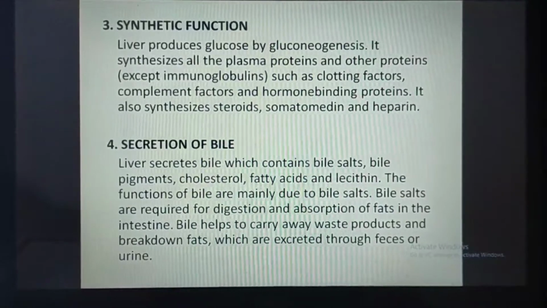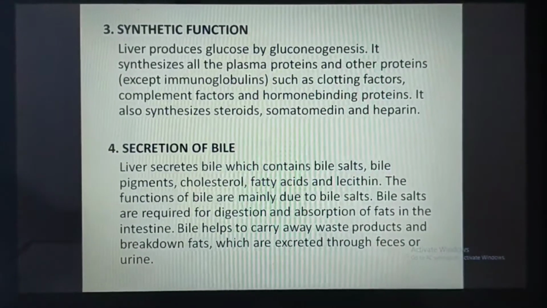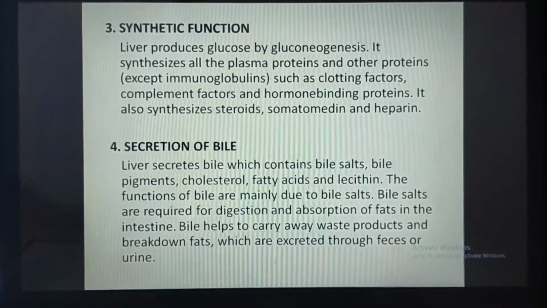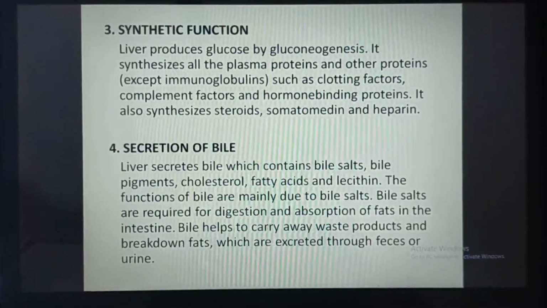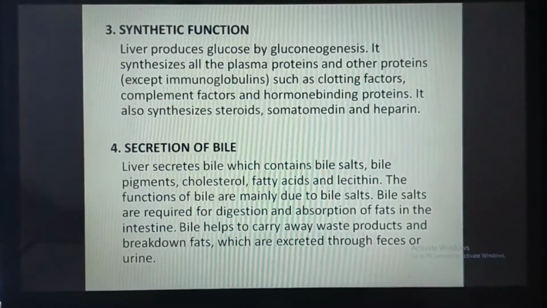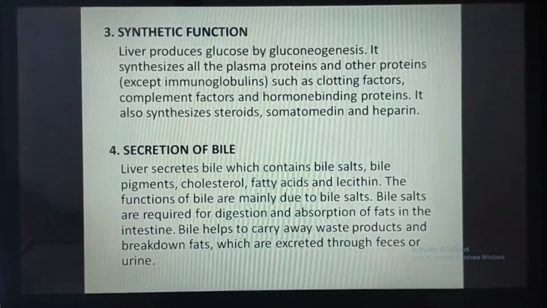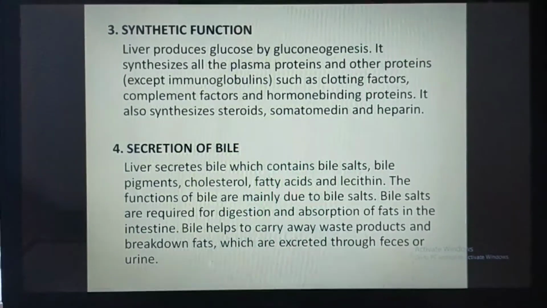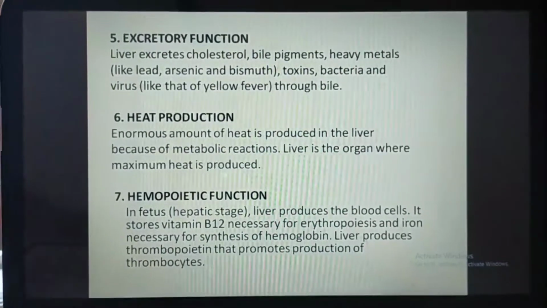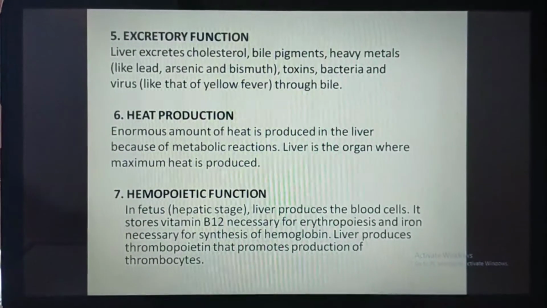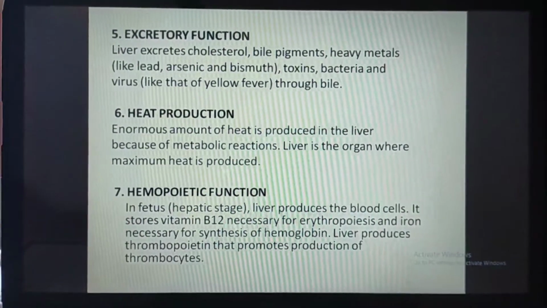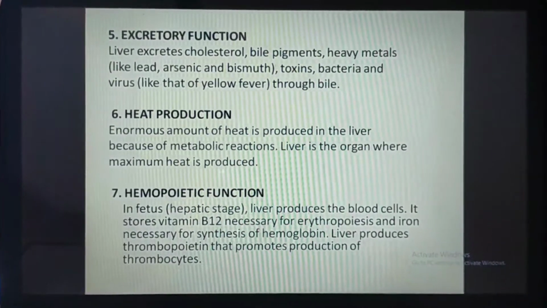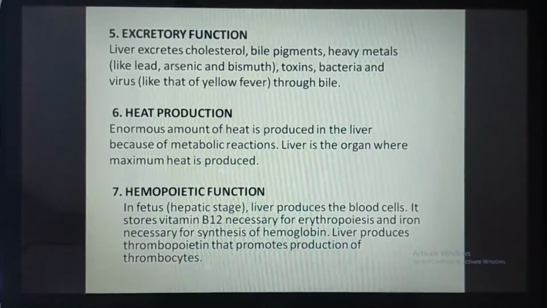The functions of bile are mainly due to the bile salts, and bile salts are required for digestion and absorption of fats in the intestine. Bile helps to carry away waste products and break down fats, which are excreted through the feces or urine. Excretory function. Liver excretes cholesterol, bile pigments, heavy metals, toxins, bacteria, and virus through bile.